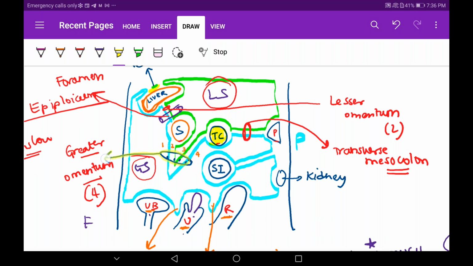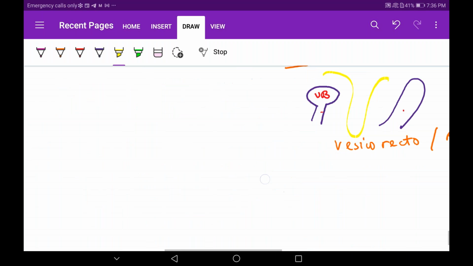If you see below, it is connecting. This is connected with the transverse colon. So stomach with the transverse colon. Understood? And lesser omentum, stomach with the liver. So what is the conclusion? If somebody asks you what does omentum do, what is its purpose, you will tell it is the peritoneum which connects stomach to liver or stomach to transverse colon. Did you understand this? I hope you have understood this.